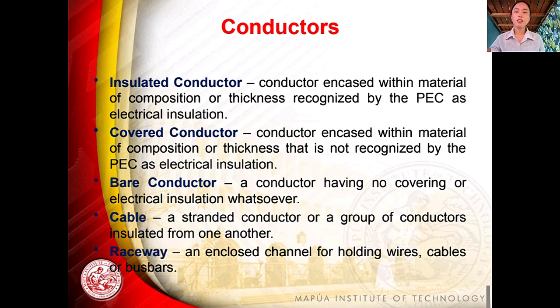And next is insulated conductor. A conductor encased within material of composition or thickness recognized by the PEC as electrical insulation. Then covered conductor, a conductor encased within material of composition or thickness that is not recognized by the PEC as electrical insulation. And bare conductor, a conductor having no covering or electrical insulation whatsoever. And cable, a stranded conductor or a group of conductors insulated from one another. And raceway, an enclosed channel for holding wires, cables, or bus bars.